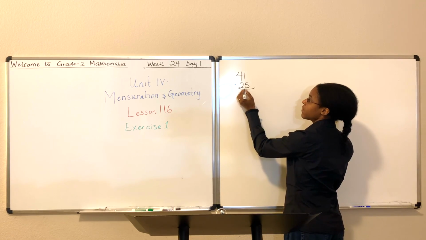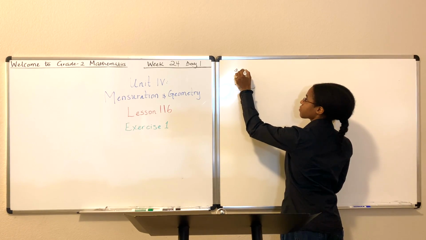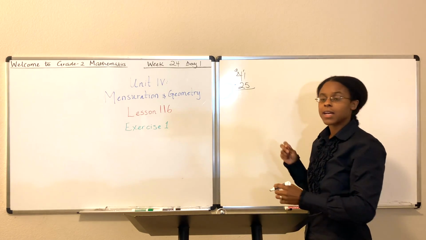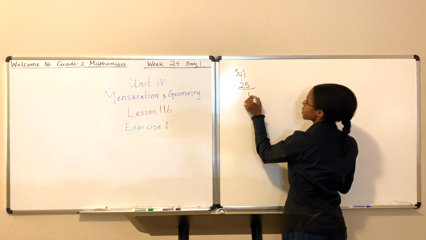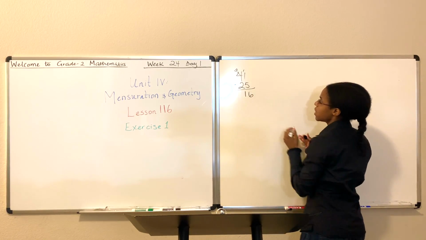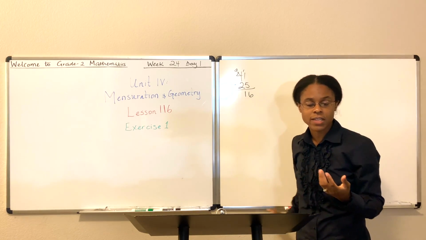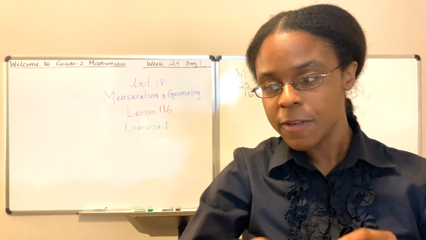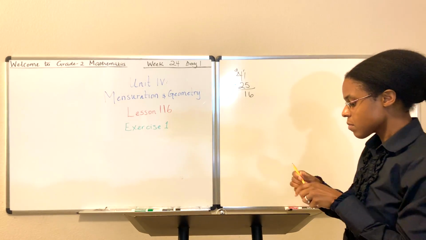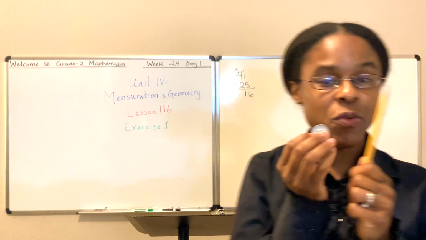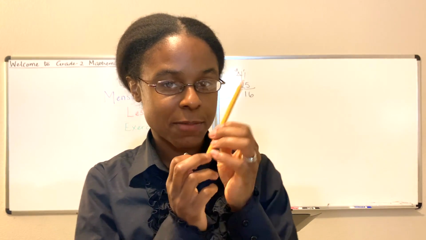1 minus 5, let's go ahead and borrow. We'll make that 4, 3, and add that 1. So now we have 11 minus 5, which is 6. 3 minus 2, which is 1. So we need 16 cents worth of coins. So now back to our story. We have a pencil and a quarter, and we need 16 more cents to buy this pencil.